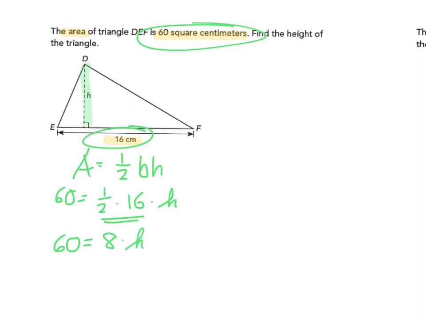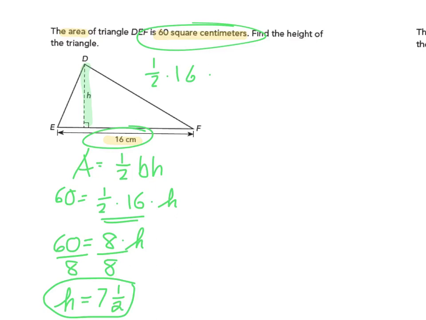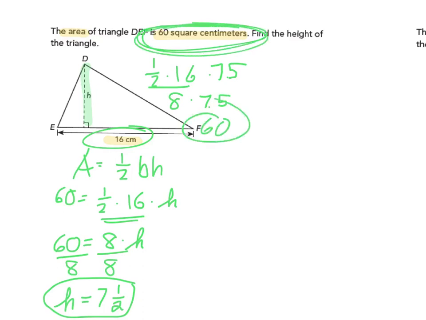Now I'm almost done. If I think back to algebra, I've got 8 times h is 60. I want this variable alone, so if I divide both sides by 8, I'll see that the height ends up being 7.5. I can always go back and check it too. If I do 1/2 times 16 times the height that I just found, 7.5, half of 16 is 8. This ends up being 60, and it matches with where I started from.